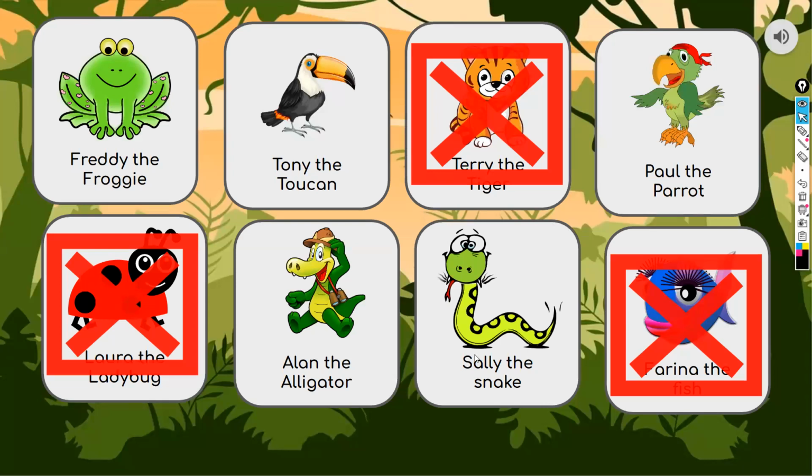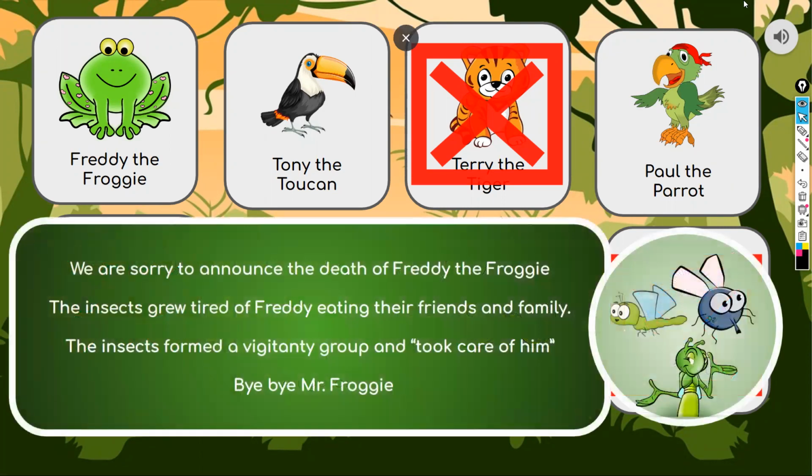The new stuff. Anybody have any guesses who's next to go? Take your guesses, because we have to figure out which animal is going to live at the end of today's class. Right? So let's see who's next on the list to go. And it seems that it's Freddy the Froggy, right? So if you chose Freddy, he's out of the game.